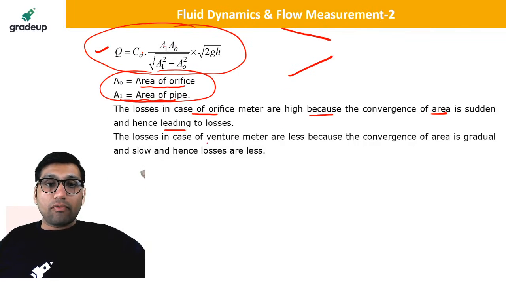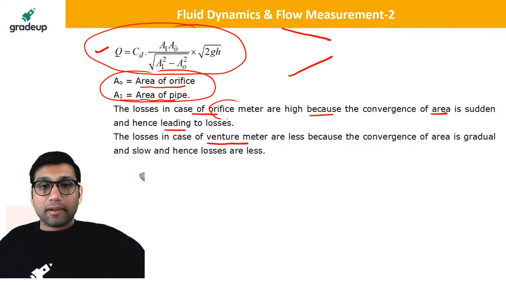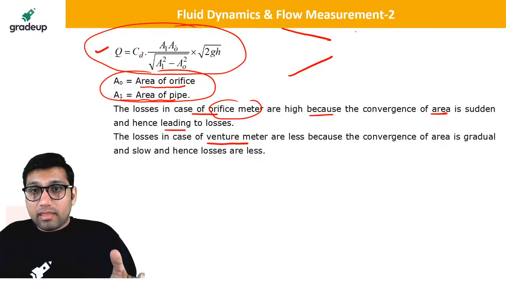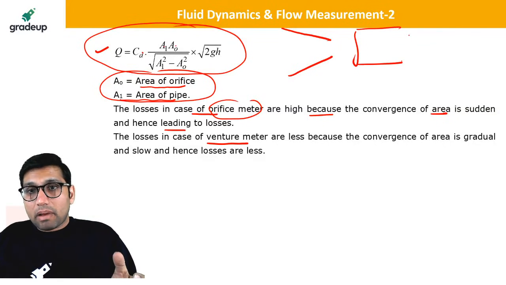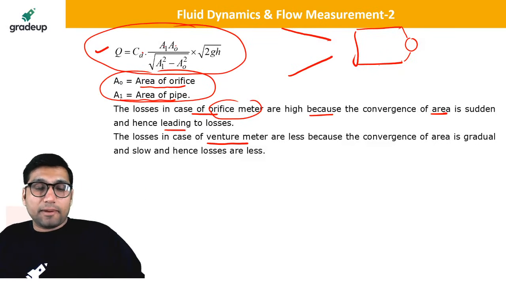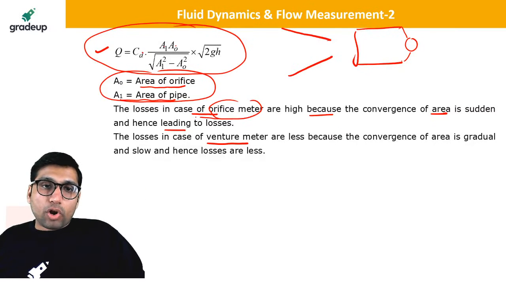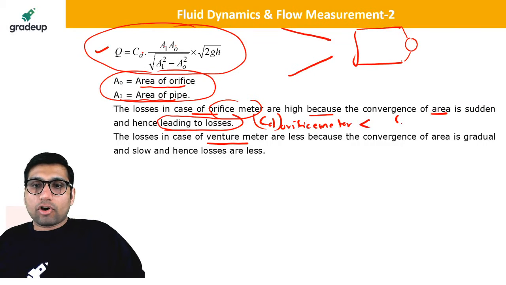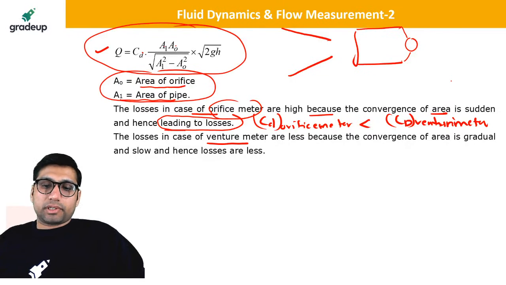But in the case of the orifice meter, because the convergence comes very suddenly inside the pipe, we get a very minimum area in the pipe just suddenly. Because of that, there will be more losses in the orifice meter, and the coefficient of discharge of the orifice meter will be less than the coefficient of discharge of the Venturi meter. Okay, clear everyone? This is very important.